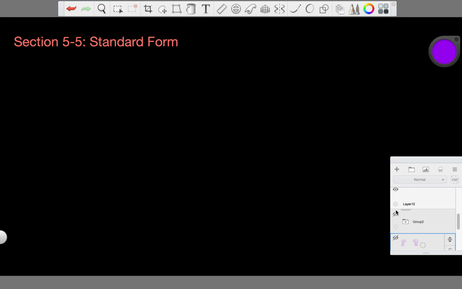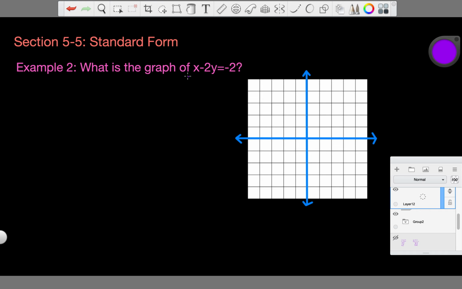Okay, next up, we want to graph this equation, x minus 2y equals negative 2, using the x and y intercepts. The same way as what we did for example 1, we're going to first find the x-intercept, which is when we plug in 0 for y. So we get x minus 2 times 0 equals negative 2. These terms cancel, and you're left with x equals negative 2. Now I can graph that right away. X equals negative 2 is 2 to the left of your origin on the x-axis. So that makes a point right there.